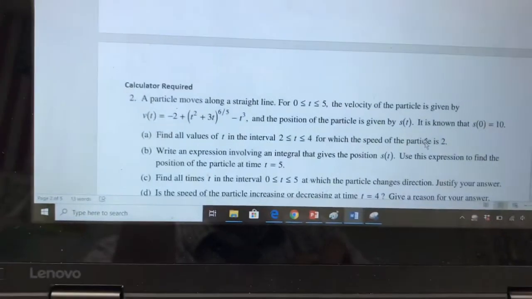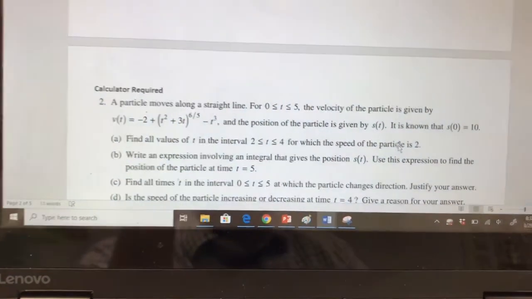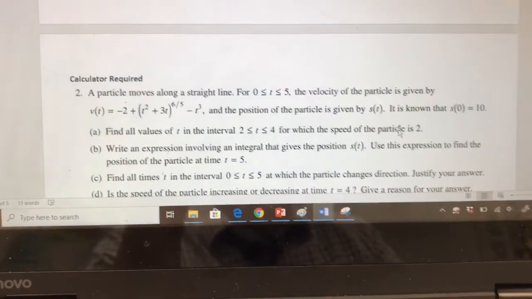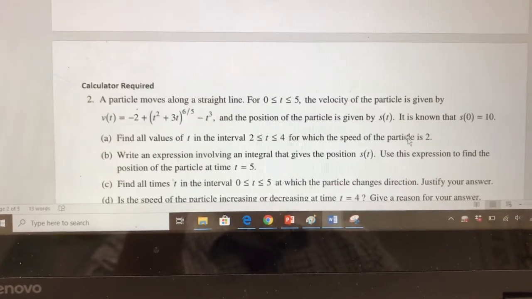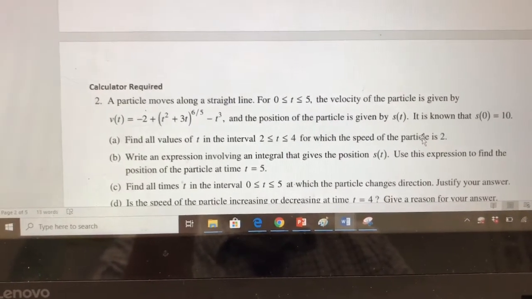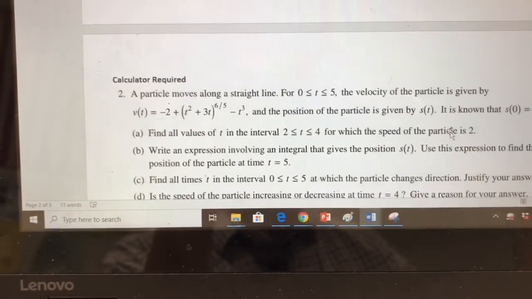Okay. So part 3 says find all times in the interval between 0 and 5 in which the particle changes direction, justify your answer. Remember the idea here is if your velocity is positive, that means it's moving to the right. If the velocity is negative, it's moving to the left. So if it changes direction, it's got to go from positive to negative or negative to positive, which means it's got to pass through 0.